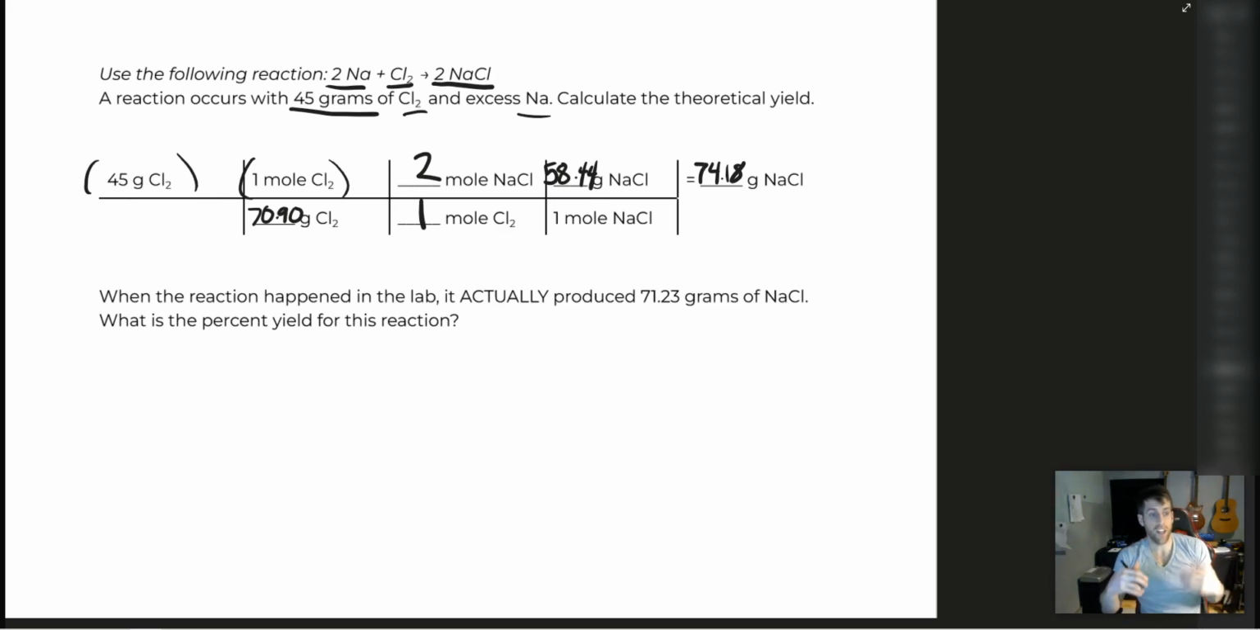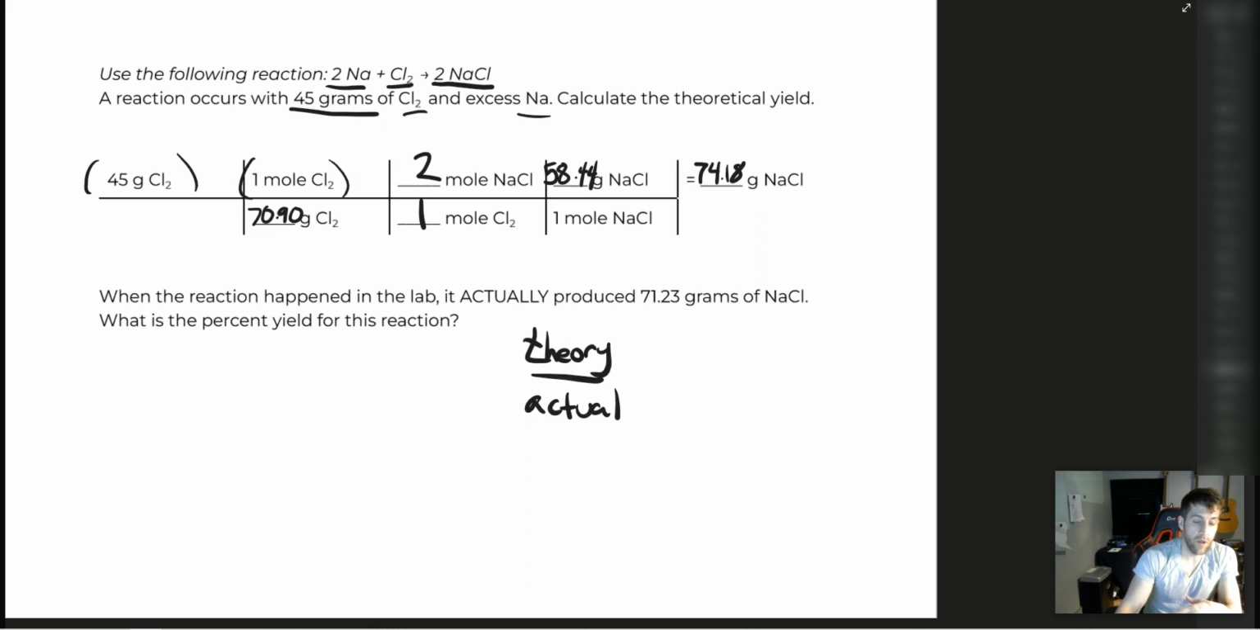When the reaction happened in the lab, it actually produced 71.23 grams of sodium chloride. What is the percent yield for this reaction? So the theoretical yield is 74.18. We have theory over actual, if you want to remember, times 100%. Okay, so in theory, we should get 74.18. So we're going to toss that on the bottom.